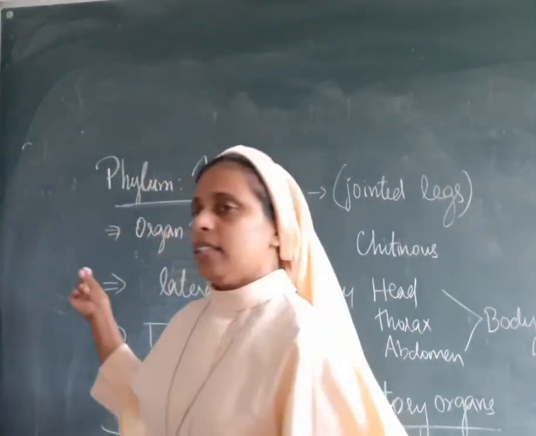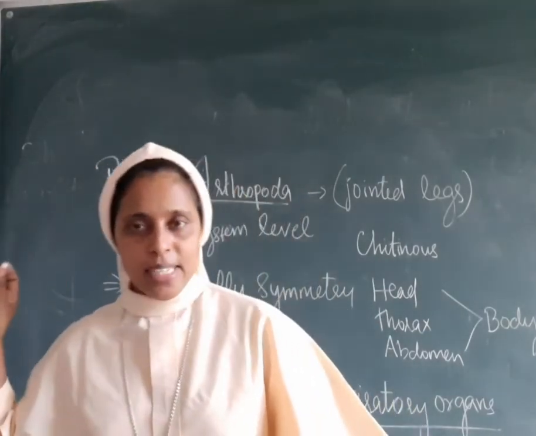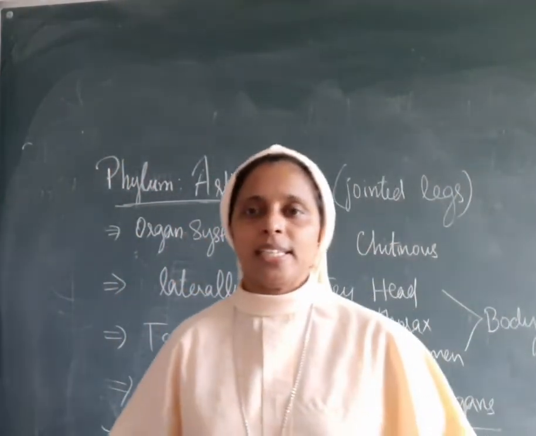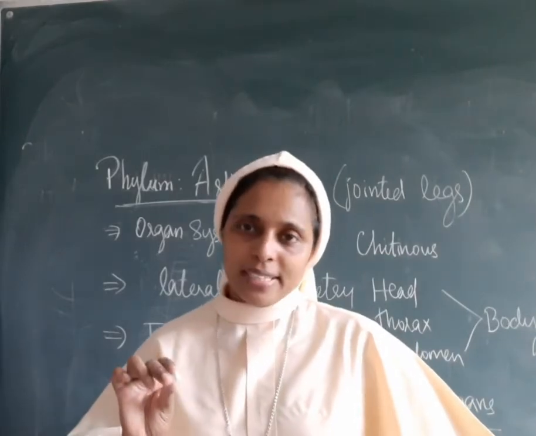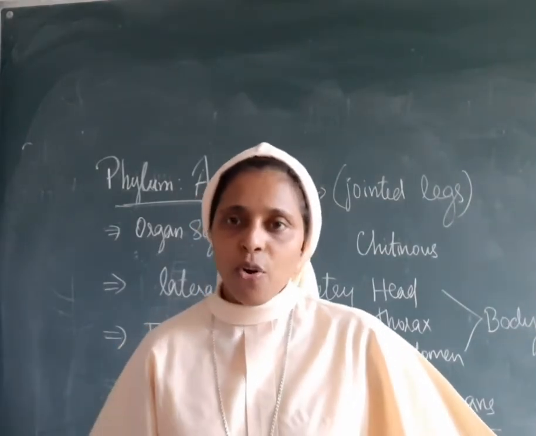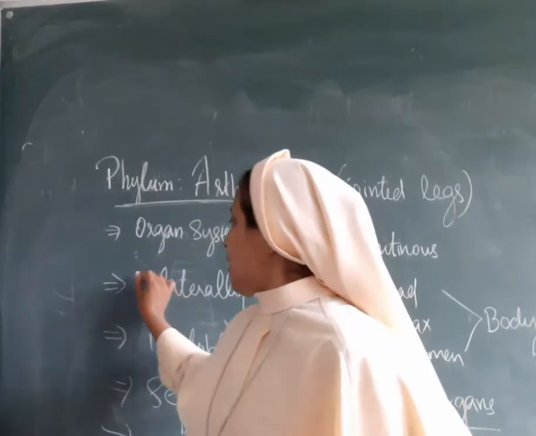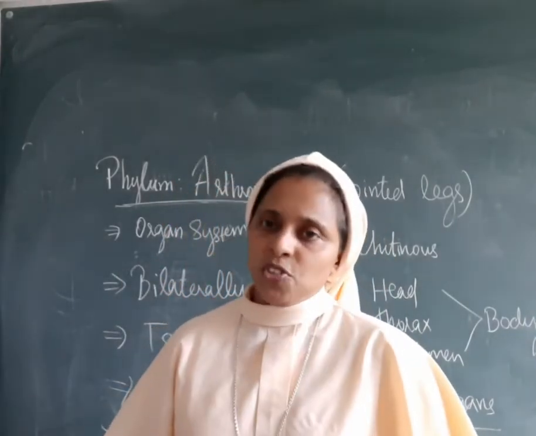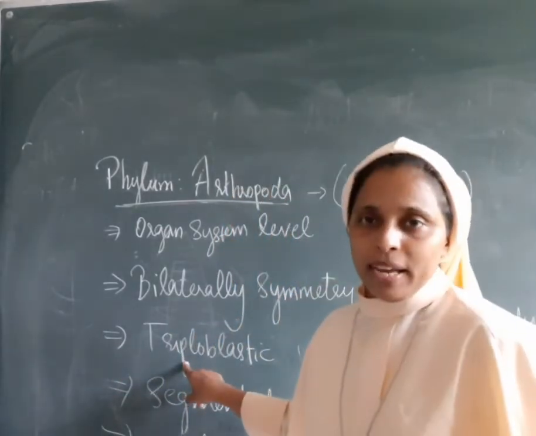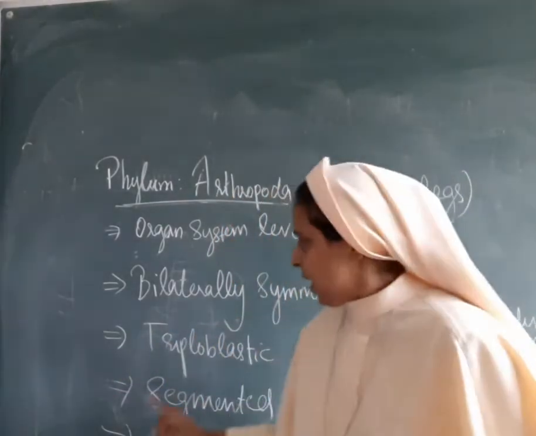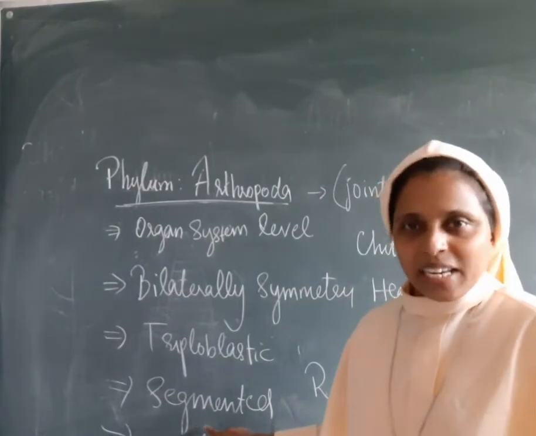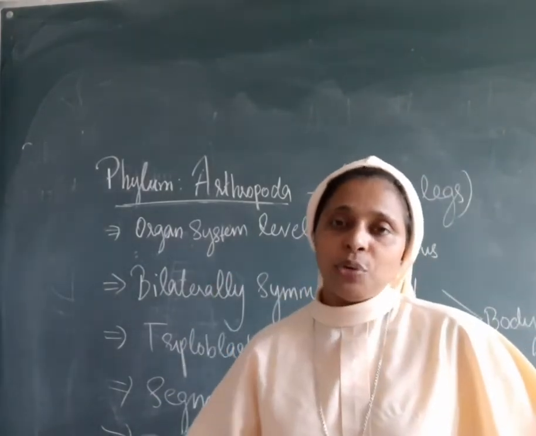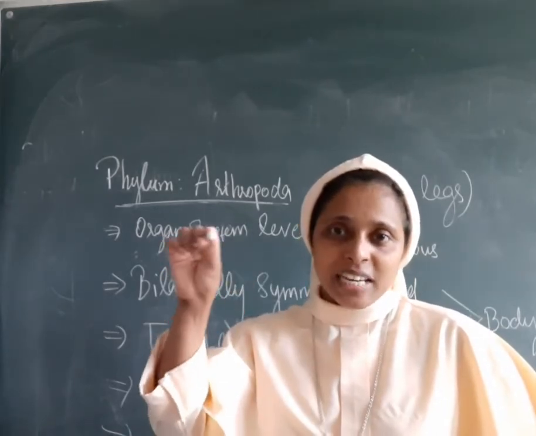Then the main features of phylum Arthropoda. Organ system level of organization, that means the organ system is completely formed. They are bilaterally symmetrical. The next point, triploblastic, that means three layers are formed. Then segmented bodies. You can see segments over their body. If you have observed a centipede, you can see the segments all over the body.